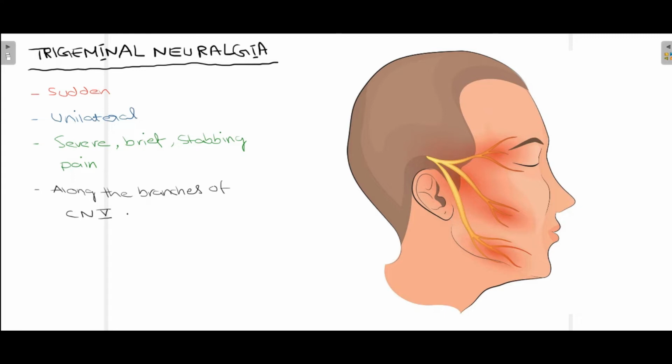Trigeminal neuralgia can affect any part of the trigeminal nerve. It can affect the ophthalmic zone, maxillary zone, or mandibular zone. It can affect any of these three parts: either one part, two parts, or even all of them.